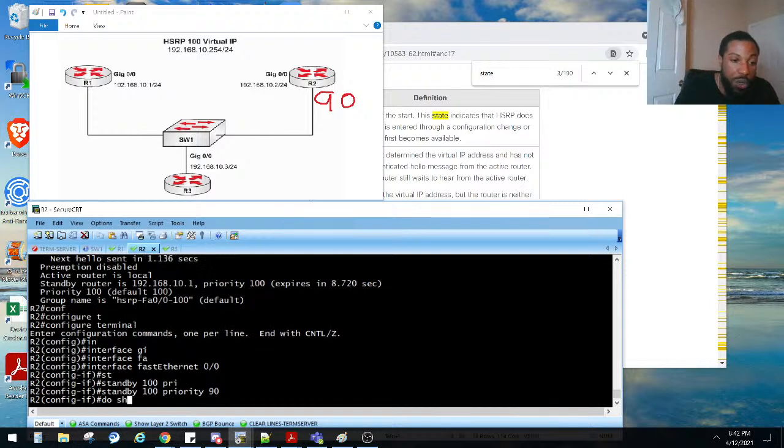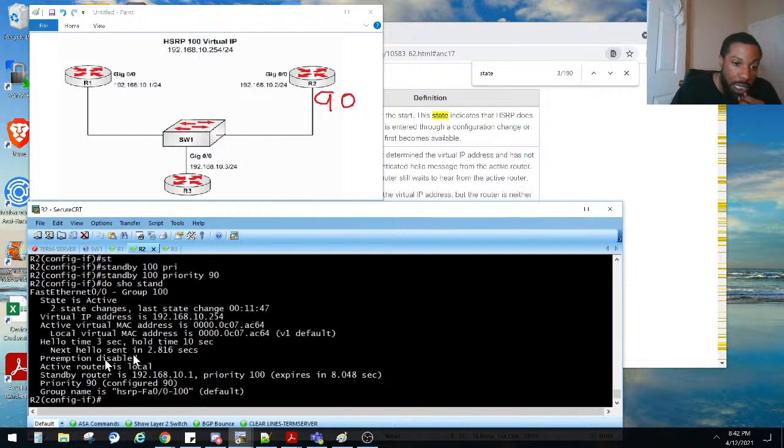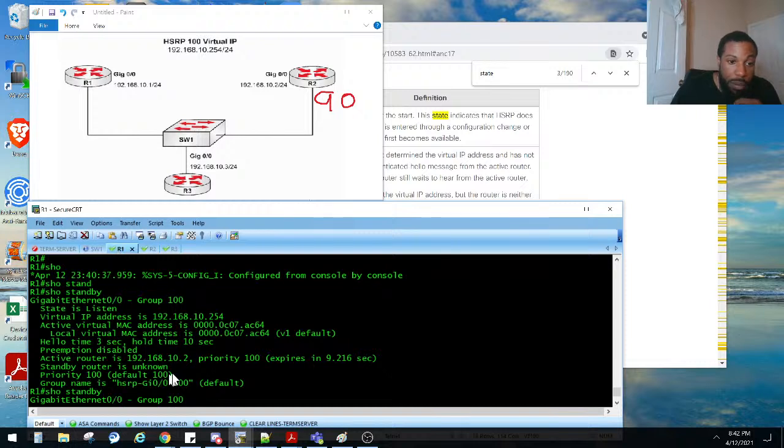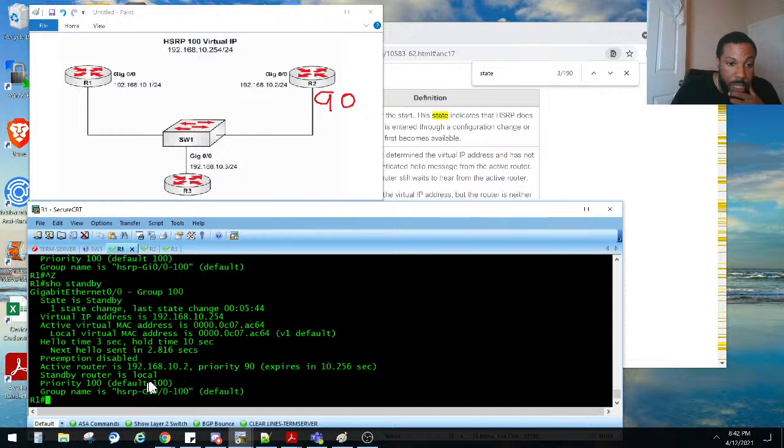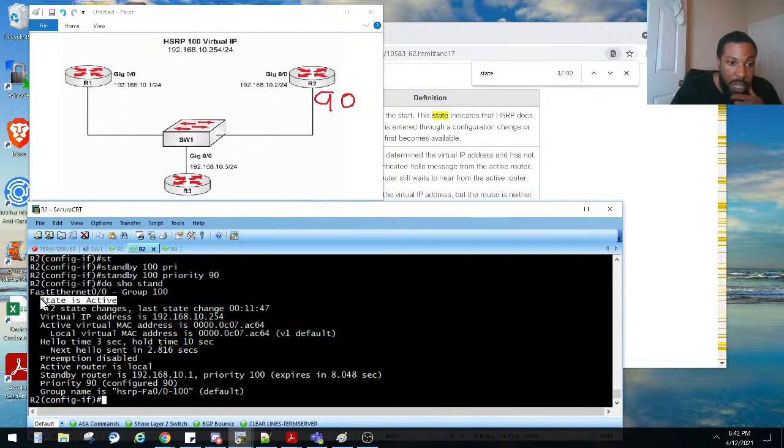So now I'll do a show standby, and right there, we configured it to 90. Priority is 90. By default, it was 100, right? So we go to router 1. He got the higher priority right now. Show standby again real quick. But notice he's still in standby mode. He got the higher priority, but yet router 2 is still the active gateway. Why? Because preemption is disabled.